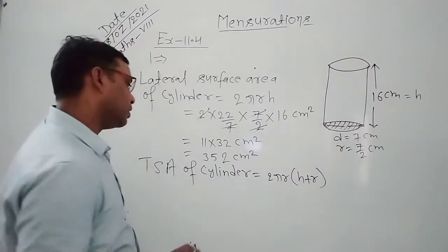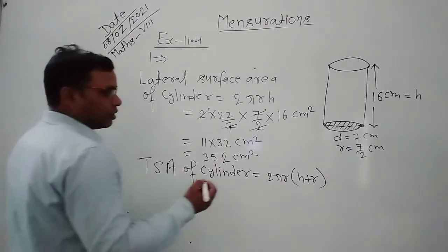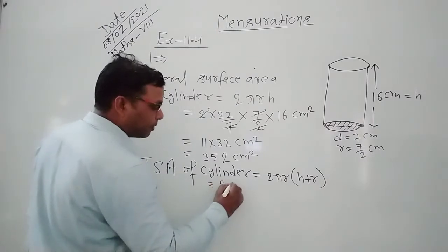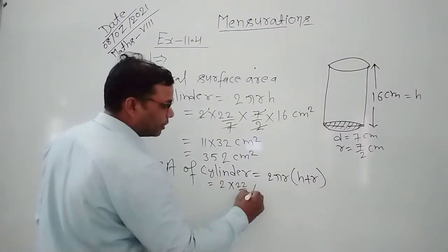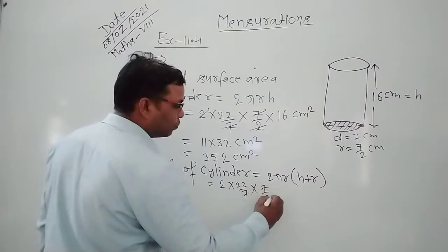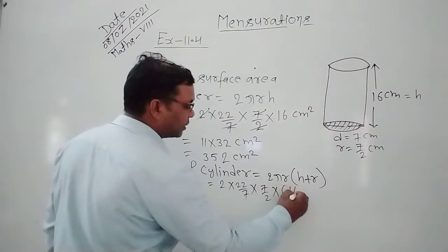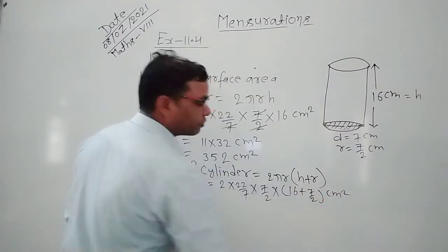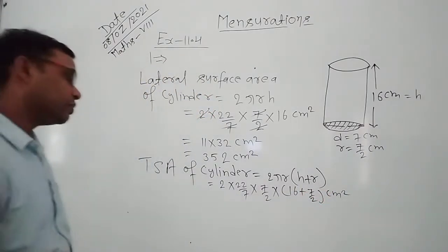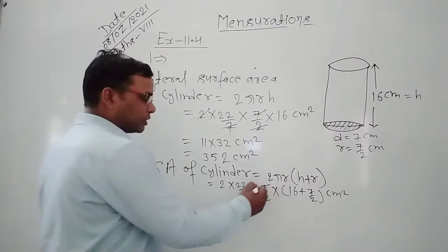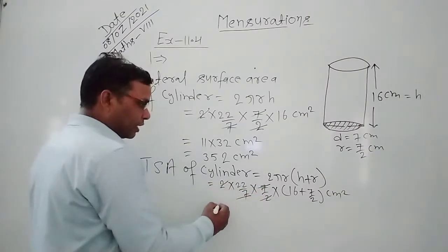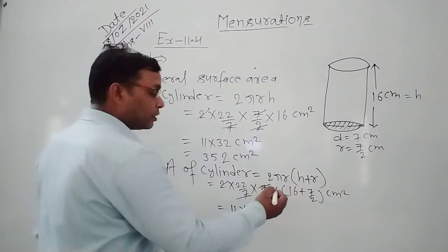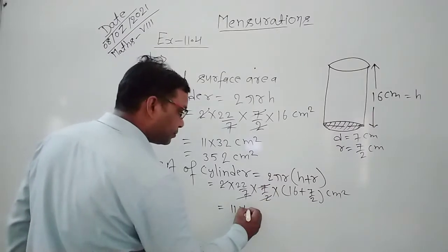So this is equal to, here you put the value of pi as 22 by 7, into R as 7 by 2, into H as 16 plus R as 7 by 2, centimeter square. This is clear. So now again we can cancel 7, cancel 7, and we get here 11 into 39 centimeter square.